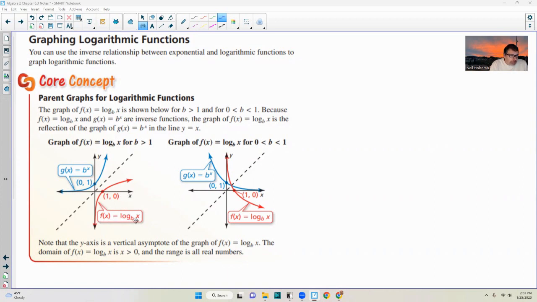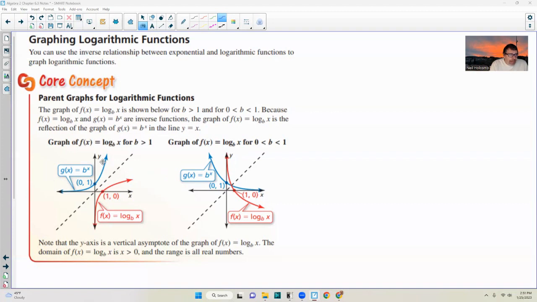F of x is log base b of x. It is this red function right here, crossing the x-axis at the point (1, 0). Okay, so that's the log base b of x for b greater than 1. If log base b of x and b is less than 1 but greater than 0, so a fraction between 0 and 1, is graphed right here. So this is what it looks like if b is between 0 and 1.